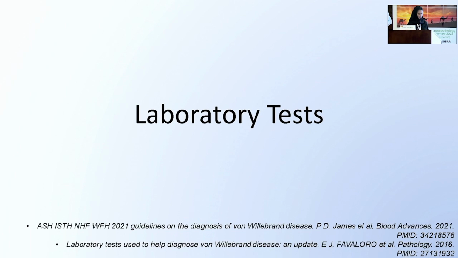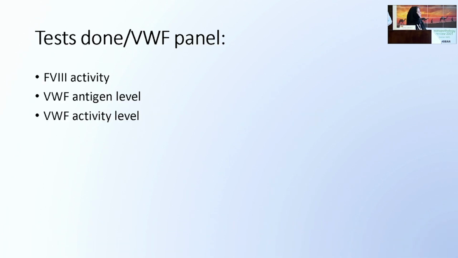As for the laboratory testing, the VWF panel should include at a minimum factor VIII activity, VWF antigen, and activity level. And what we do is that we derive the activity to antigen ratio. This could be 0.6 to 0.7. If you have a laboratory-derived reference in your lab, you should refer to that. However, most guidelines recommend 0.6 to 0.7. Recent guidelines recommended that 0.5 is too low for that.